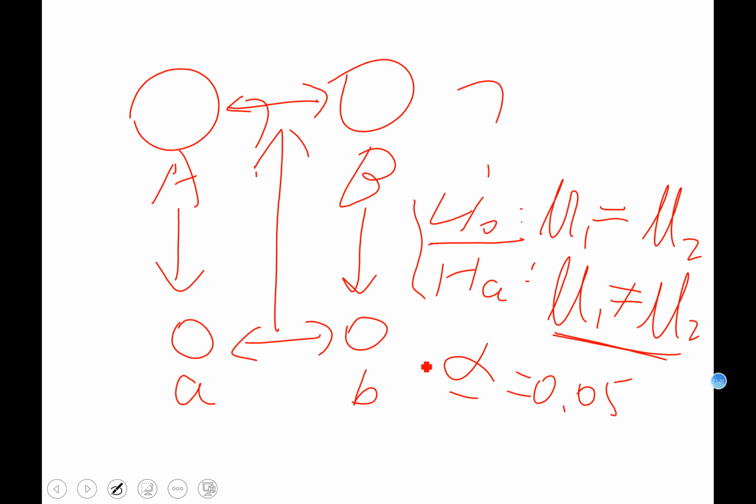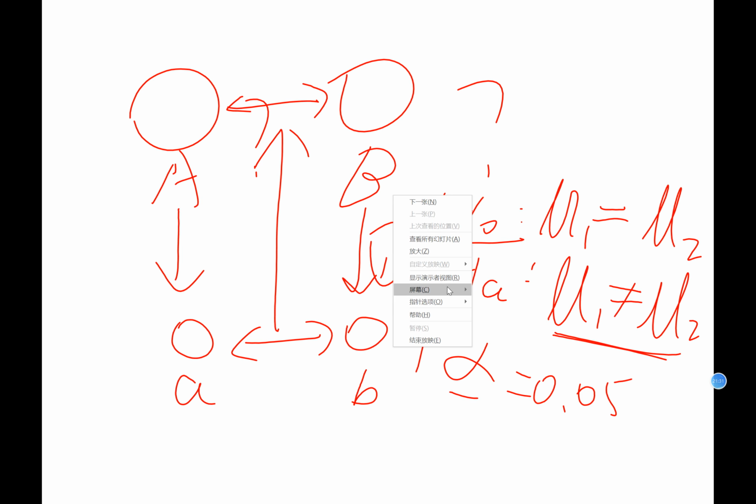So this is the first step of hypothesis testing. And the second step is to do some calculation.